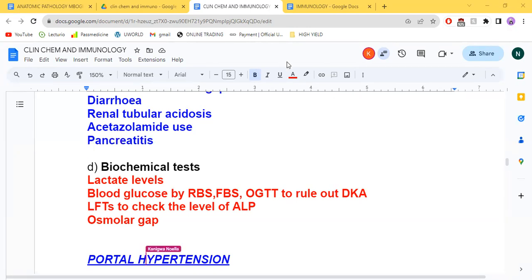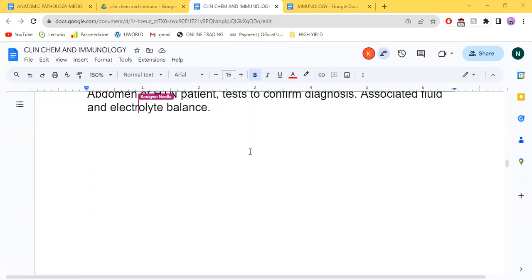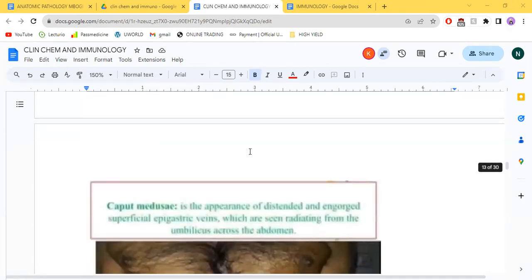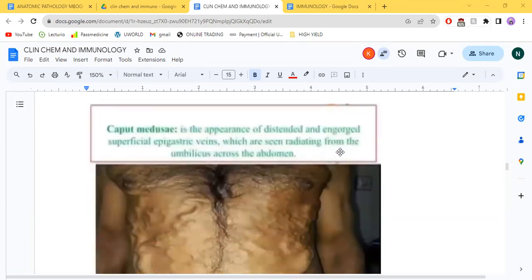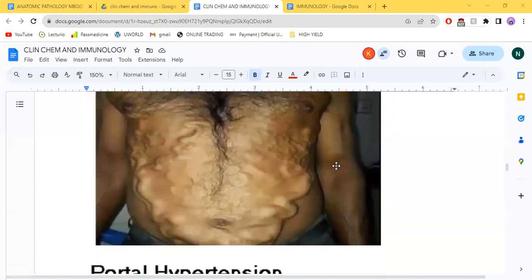Here they had said portal hypertension. Abdomen of a portal hypertension patient, tests to confirm diagnosis and electrolyte balance. This one is the caput medusa. It looks like a snake, yes. And then, what are some tests that you can do for this person? They have portal hypertension. So what are some tests you can do for this person?